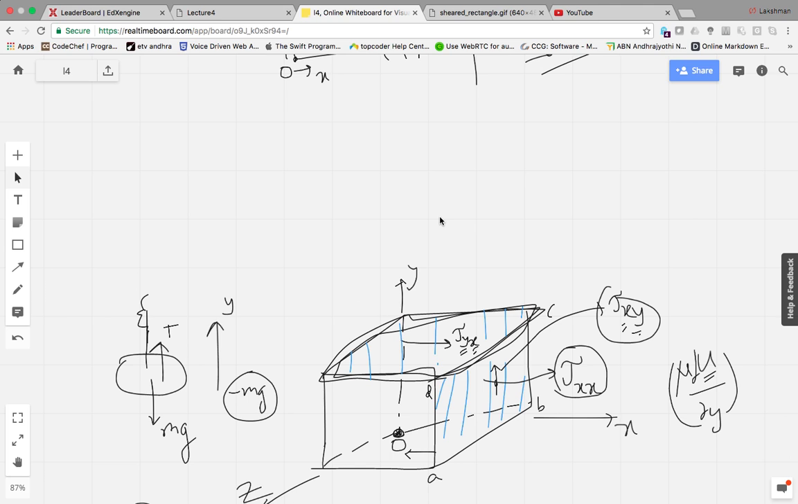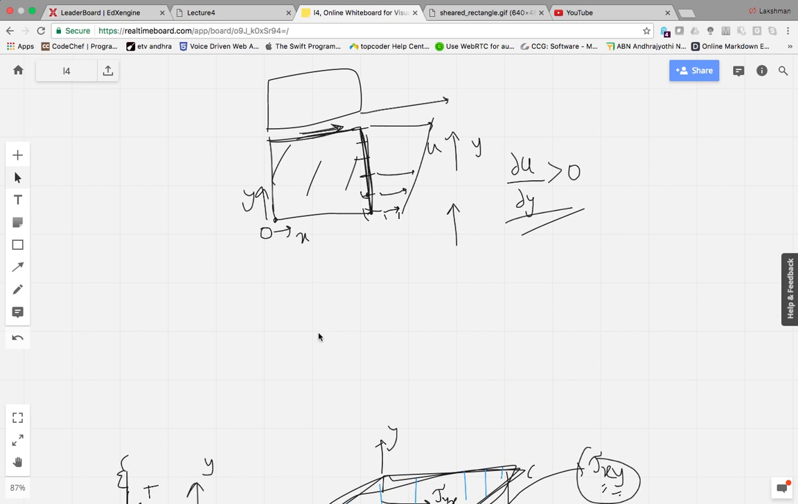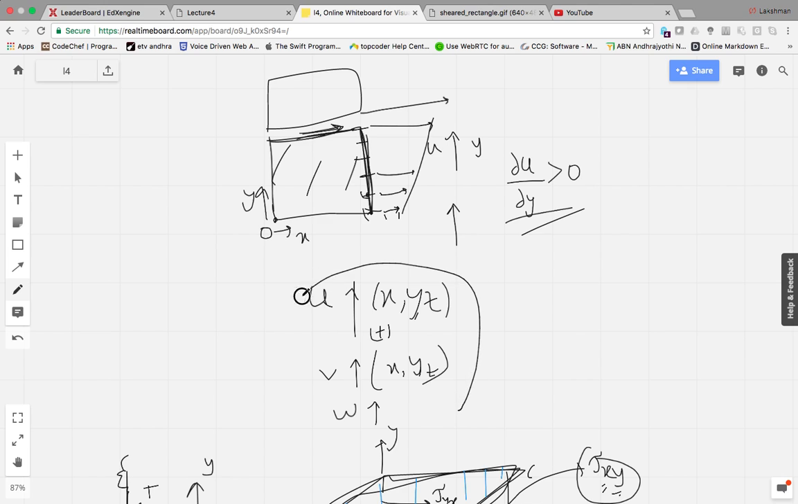In the same way, in this entire derivation, what we will assume is u increases along positive x, y and z directions. v increases along positive x, y and z directions. Same way w. So use these three rules. Basically, this is not a restriction. This is just one of the scenarios.